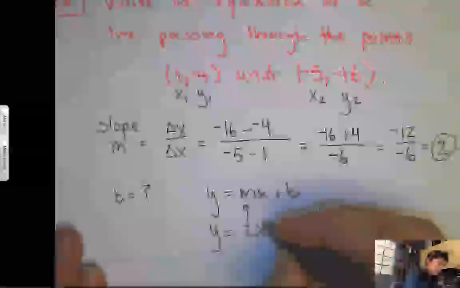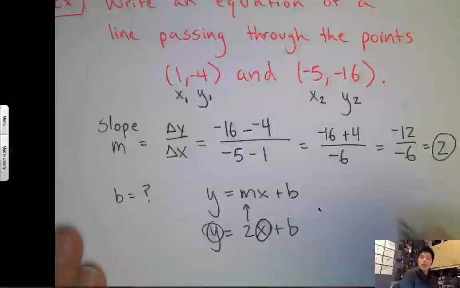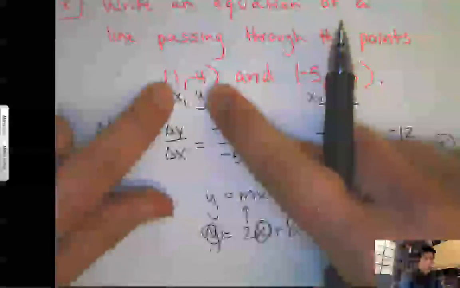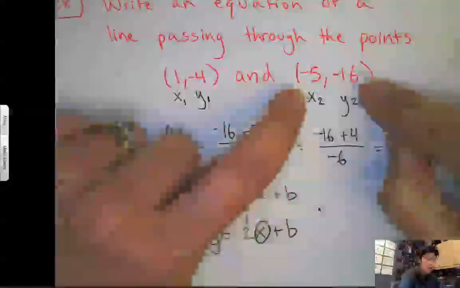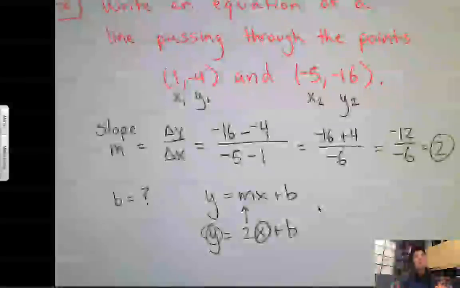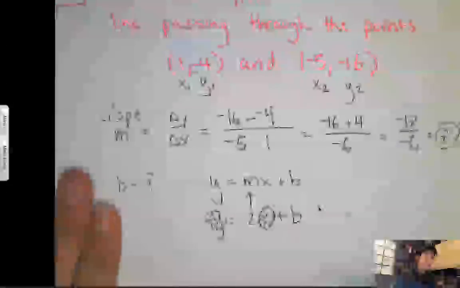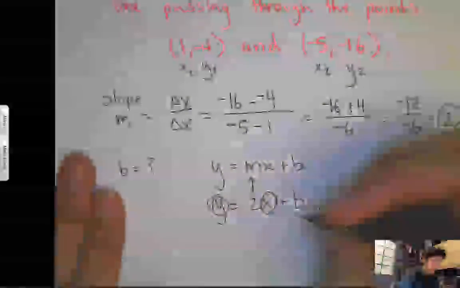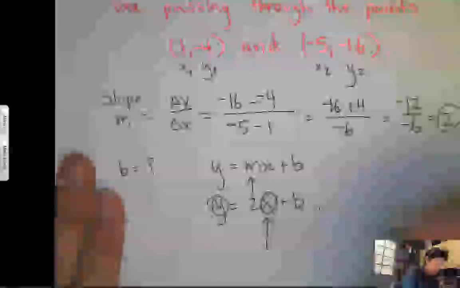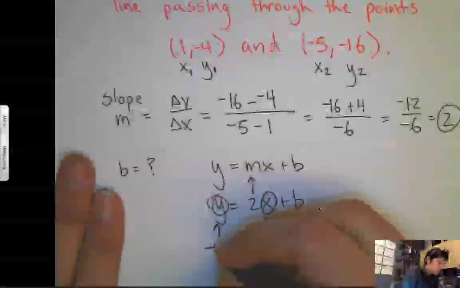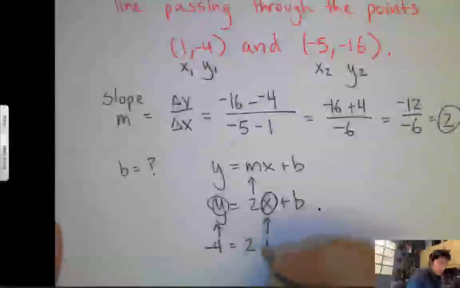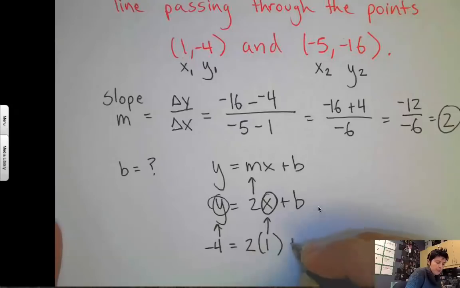I'm going to substitute an x number in and a y number in. And I can choose. I can use the 1 and the -4 and use that to figure it out. Or if I'd rather, I could use the -5 and the -16. Both sets of numbers are going to give you the same value. So pick whatever one's easier for you, I guess. I'm going to do the 1 and the -4, smaller numbers. I'm going to put the 1 in for x and the -4 in for y. So -4 equals 2 times x, so 2 times 1, plus b.